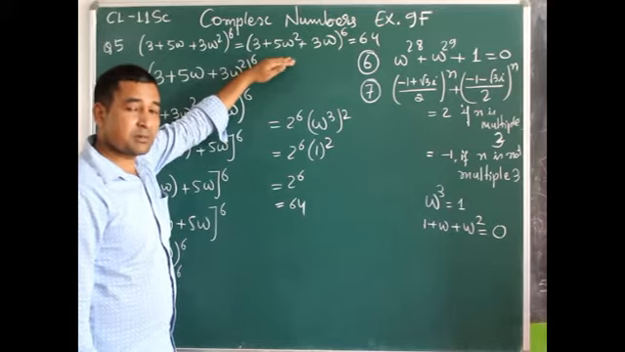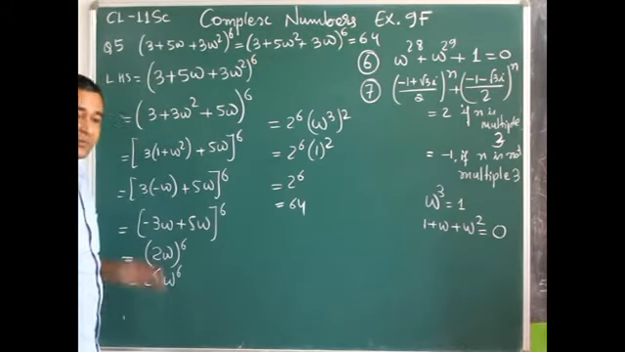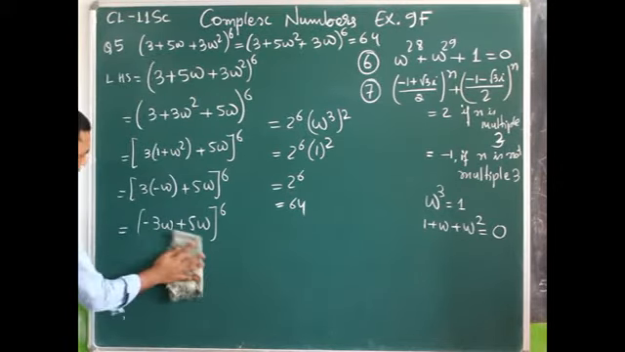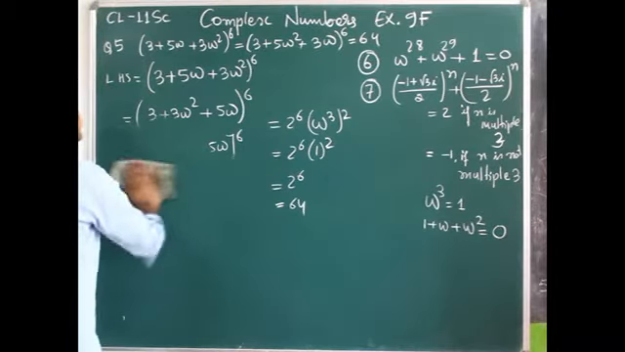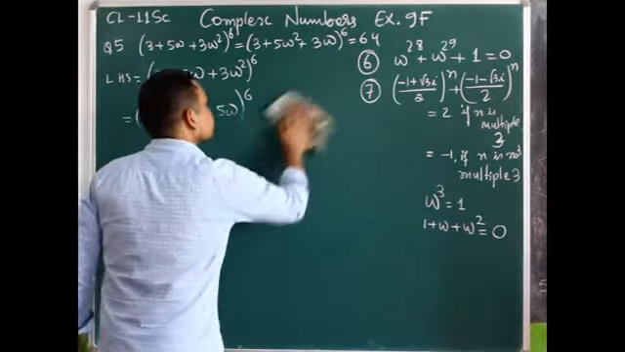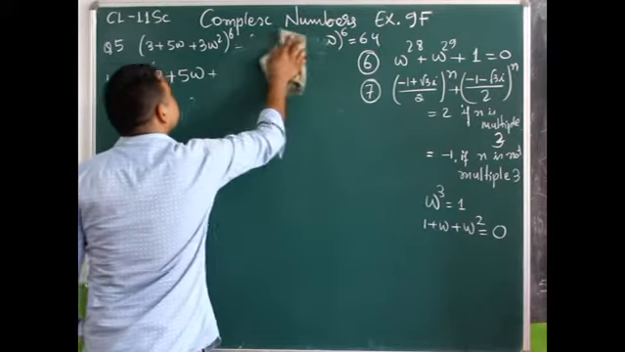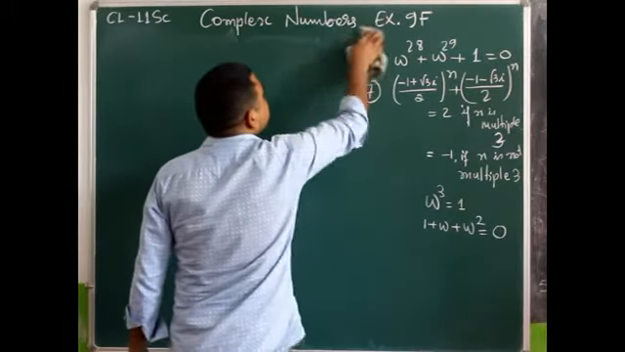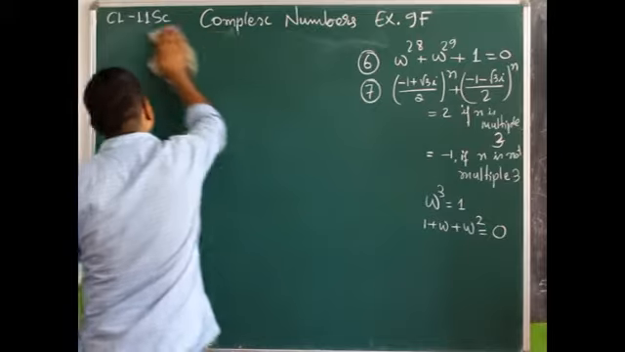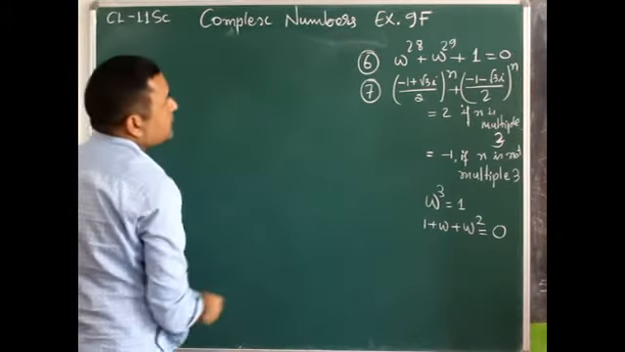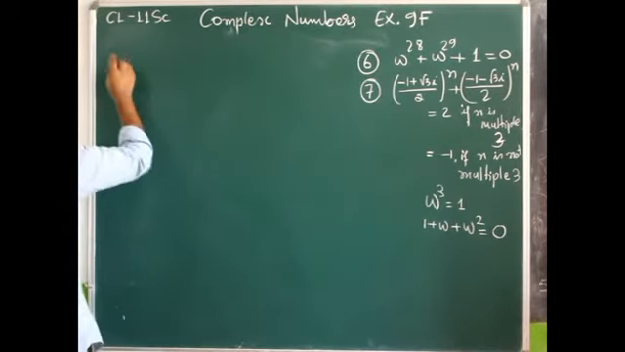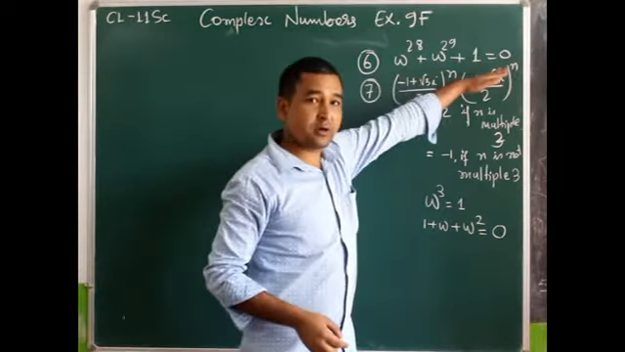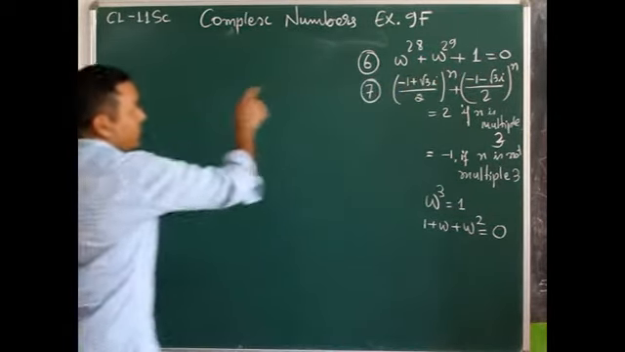Same way, please do the second part by yourself after going through this example. Now let me do the next question. Question number 6: I am going to write the left hand side only. The question asks to prove that this equals 0.